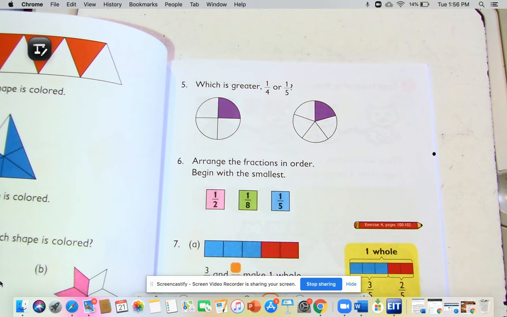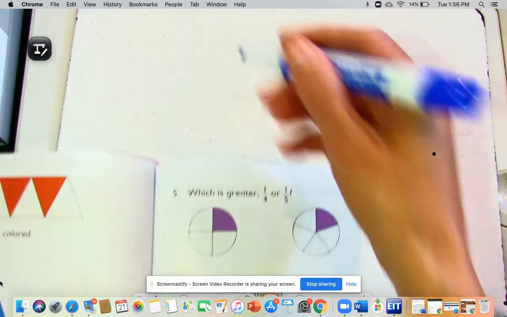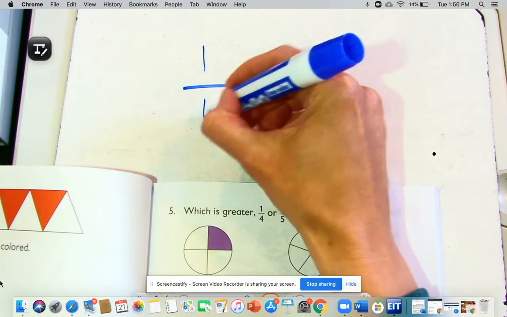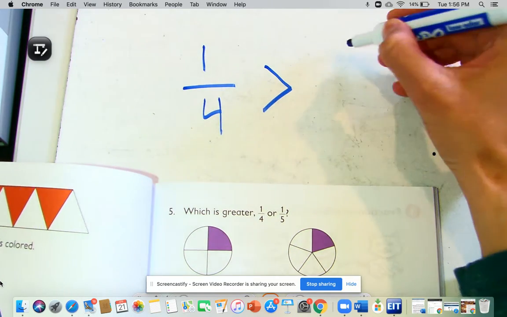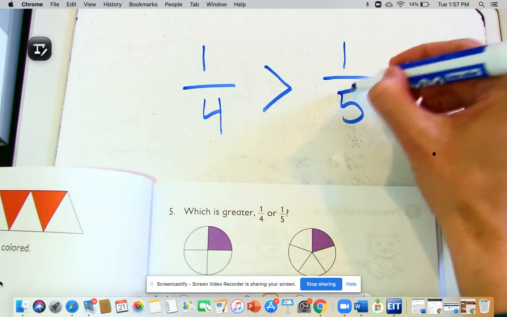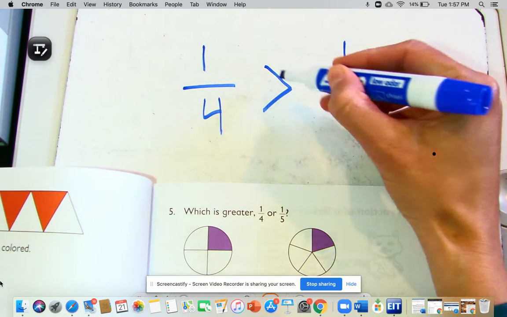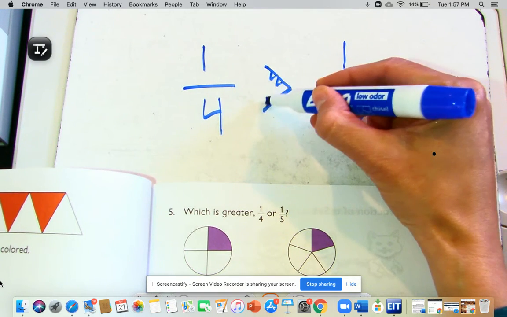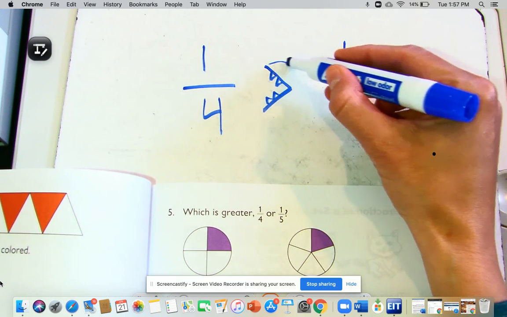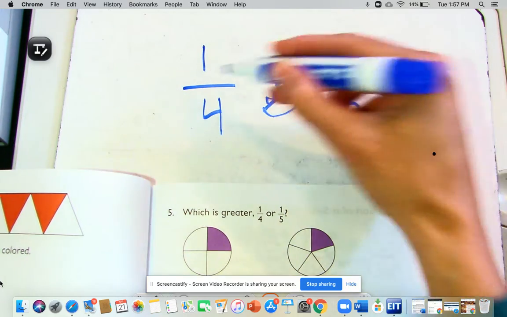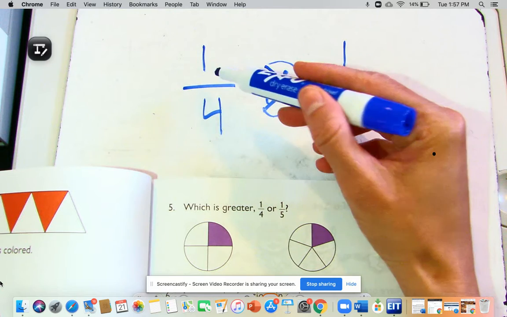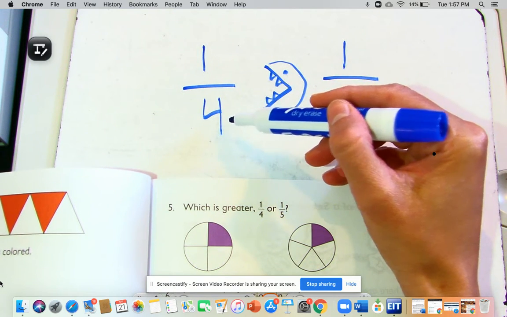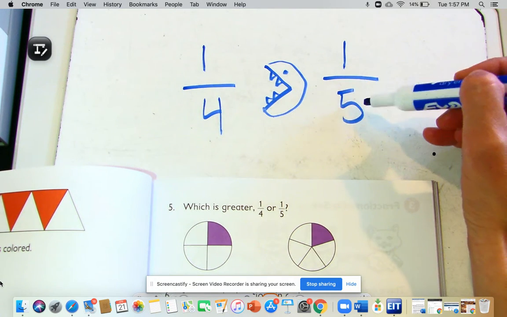So if we wanted to write that using our less than, greater than, or equal to symbols, we could write 1/4 is greater than 1/5. And if it helps you to draw the little teeth, remember the little Pac-Man alligator guy, he wants to eat the bigger number. The bigger fraction is going to be 1/4. The smaller fraction is 1/5.